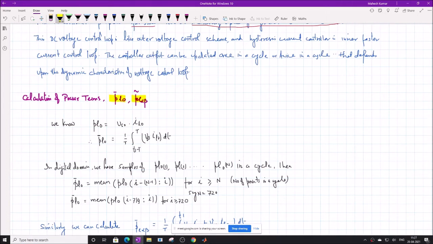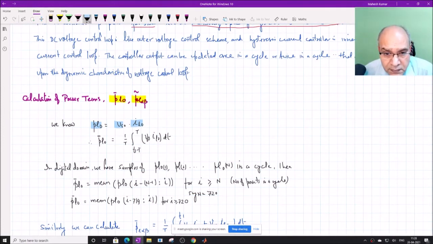Now PL0 bar is basically the average zero sequence load power, and we know what PL0 is. PL0 is nothing but the multiplication of VS0 and IL0. So obviously PL0 bar is the average value of PL0 over a time period. So 1 by T, integral from T1 minus T to T1, VS0 IL0 dt, where this is T1 actually, so make it T1, not T. So this is T1, where T1 is any instant, the current instant.